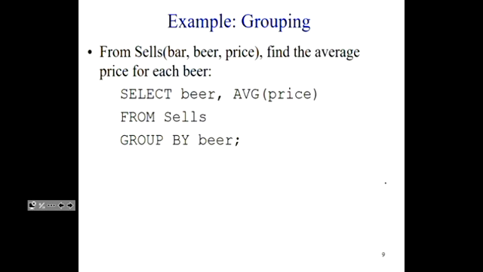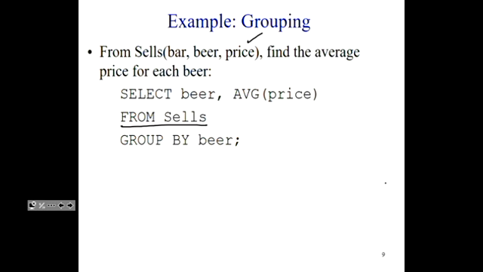So here's a useful case. Let's say I have my cells relation with bar, beer, and price, and I want to find the average price for each beer. Another real world example is I want to find the average GPA of undergrads in each department. So this is a real world example of what I might want to do. Maybe I don't want to compute the average prices of beers, but I might want to do that with student data.